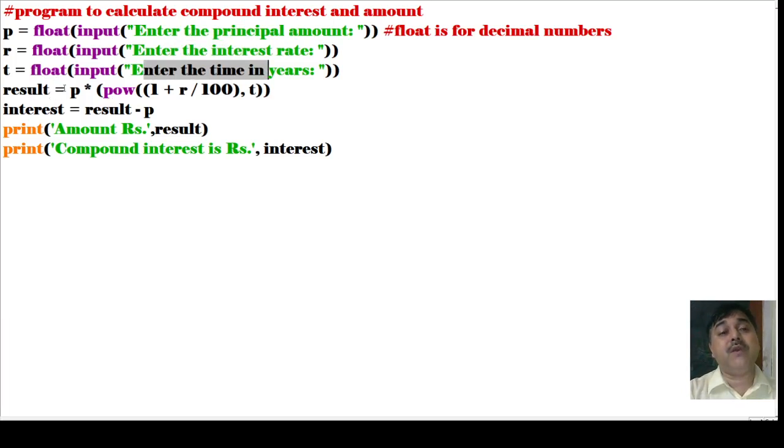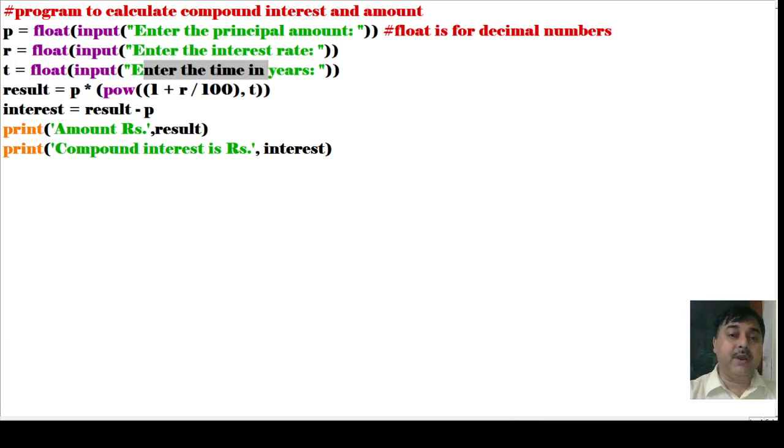Then the result we have done: p into power of 1 plus r by 100 comma t, that means into t. So what is the interest? Interest equals to result minus p, that will be the interest. So we are printing these values, and we can see how it is printed here.